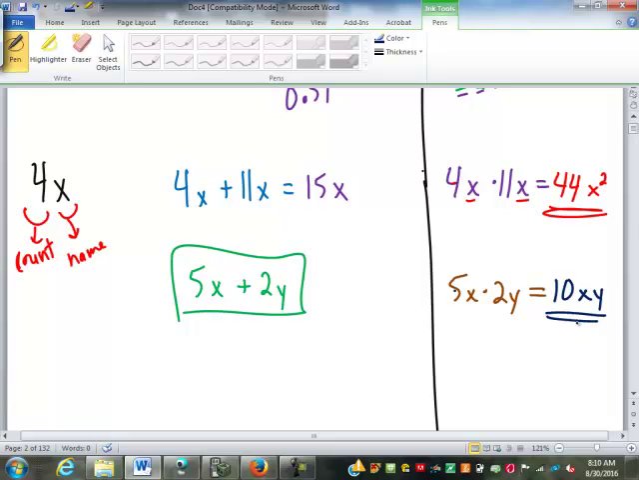And then just like feet times pounds became foot pounds, x times y becomes xy. Again, just like working with whole numbers. So it is the same rules for whole numbers, fractions, decimals, algebraic numbers. They all work exactly the same way.